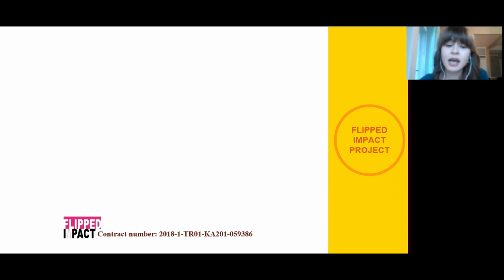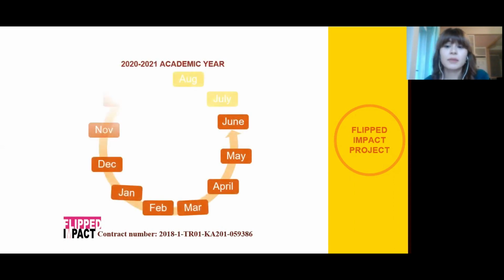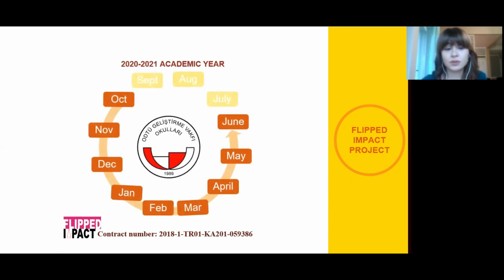This project is called Flipped Impact Project, and it is an ongoing international project funded by Erasmus+. In this project, there are 4 international partners: Netherlands, Spain, Lithuania, and Romania. Every international partner works with a K-12 school to conduct their flipped lessons. And the Turkish team of this project is partnering with Meta Developmental Foundation schools, so to speak, Meta College.